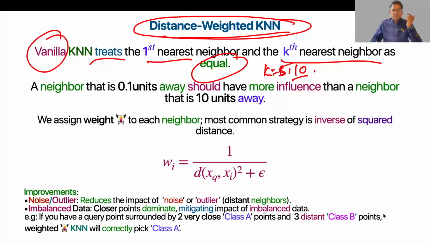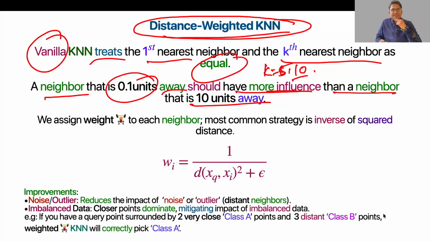But is it the case? No. The neighbor that is 0.1 units away should have more influence than a neighbor which is 10 units away, right? The neighbor who is closer to me should have more influence on me than the neighbor who is farther away. That's the real case. A friend who is close to you has more impact on you than a friend who is farther away. The closer friend's opinions have more weightage on you than a distant friend's. Whatever is there in the real world, we replicate that in the software or machine learning world also.